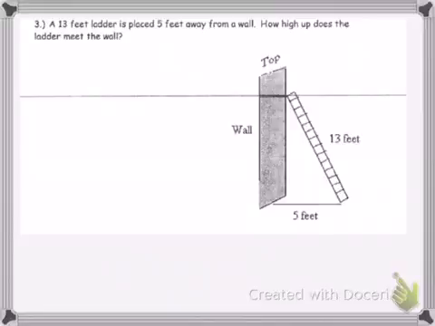Now the Pythagorean theorem is actually useful in real life, and we're going to take a look at a word problem using the Pythagorean theorem. We are told that a 13-foot ladder is placed 5 feet away from a wall, and we want to know how high up the ladder meets the wall. So the first thing you want to do on your diagram is draw the right triangle.